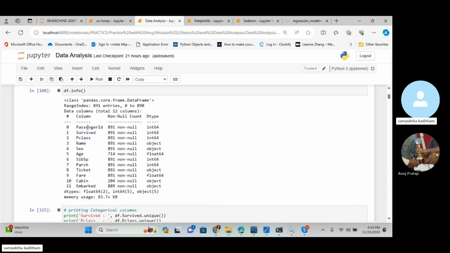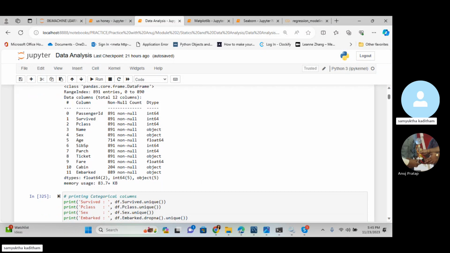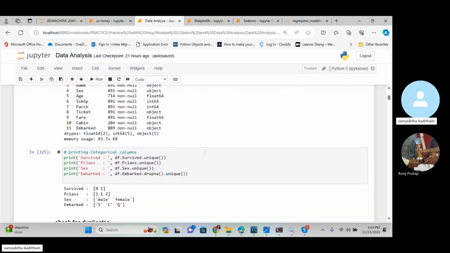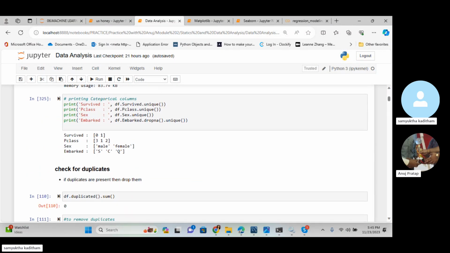About this info, there are 11 columns, and these rows are 891 rows, and it's showing some missing values in the age and cabin also. Yeah, there are some missing values, and in embarked also there are two missing values, I guess.